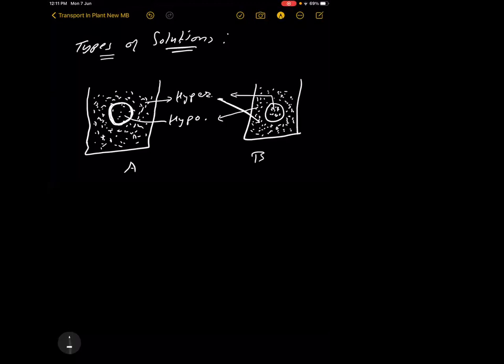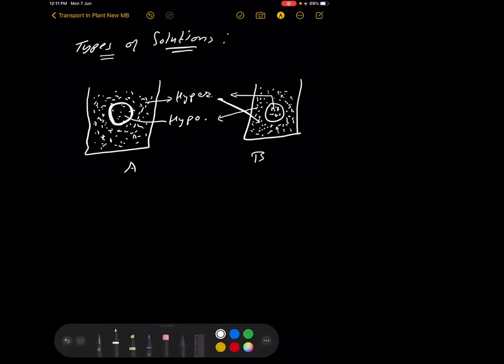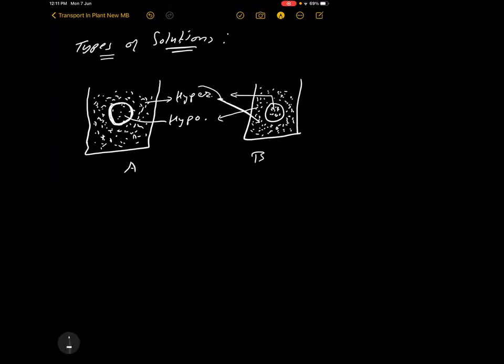Size of the material? No, the concentration of the material. Concentration of the material is important. Size of the material may matter, but it is not the reason for exosmosis or endosmosis. Exosmosis and endosmosis occur because of the concentration gradient. So first of all, you have to create that concentration gradient. There is a difference between two concentrations, hypertonic and hypotonic. So size doesn't matter here. Concentration is important.